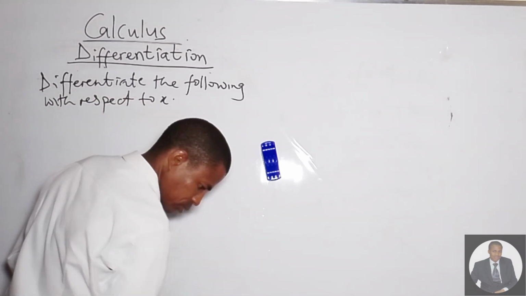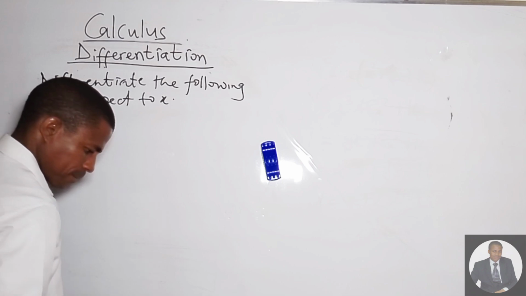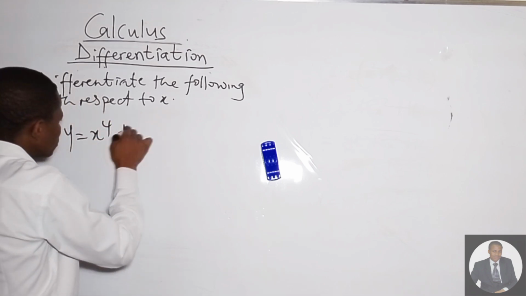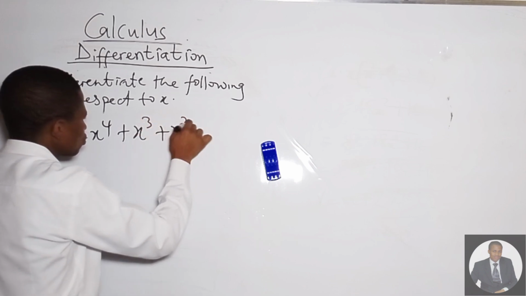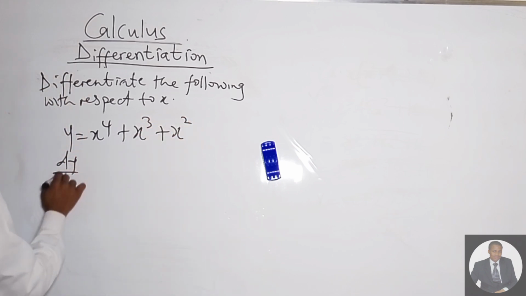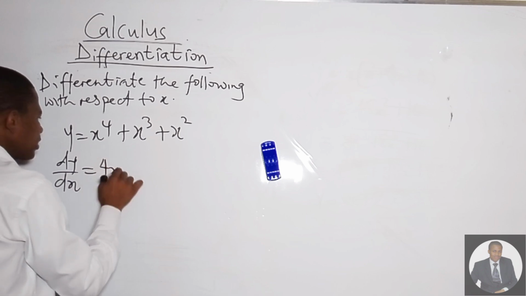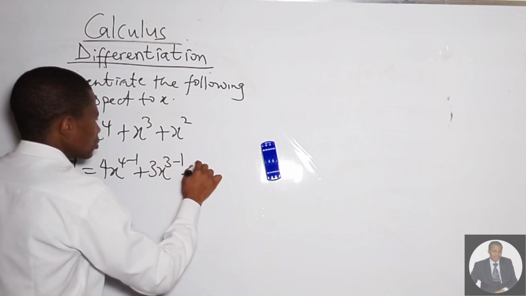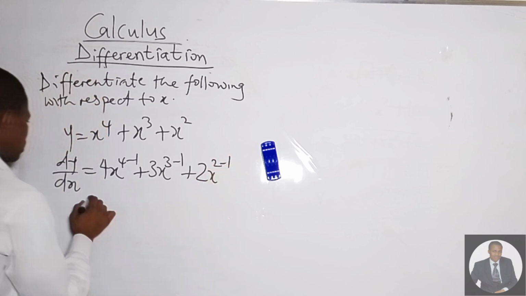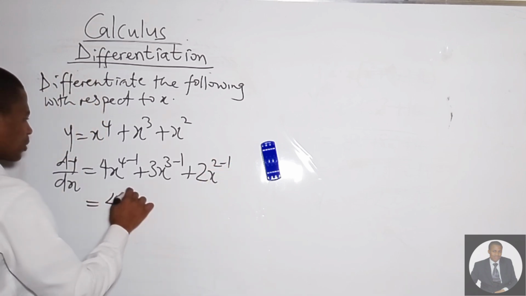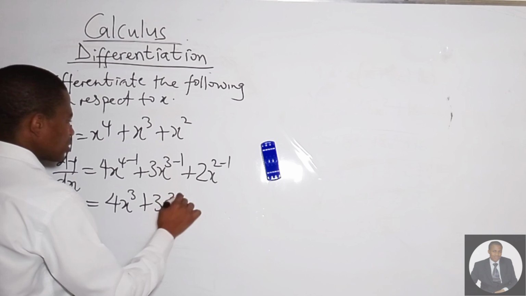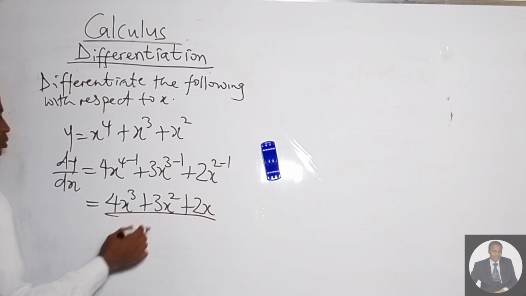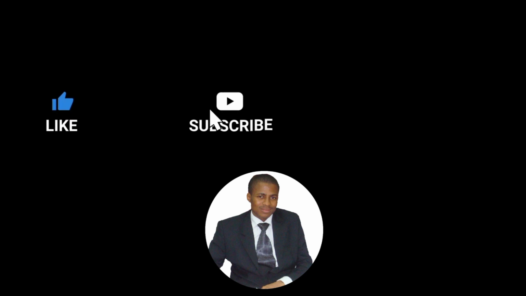Another question, y equals x raised to the power 4 plus x raised to the power 3 plus x raised to the power 2. So the dy/dx will be 4x 4 minus 1 plus 3x 3 minus 1 plus 2x 2 minus 1. So that will be 4x raised to the power 3 plus 3x raised to the power 2 plus 2x raised to the power 1.